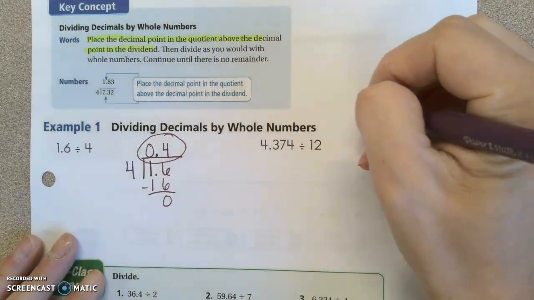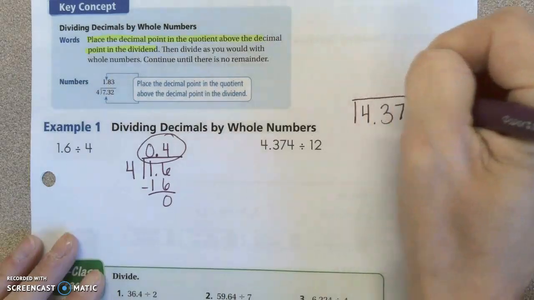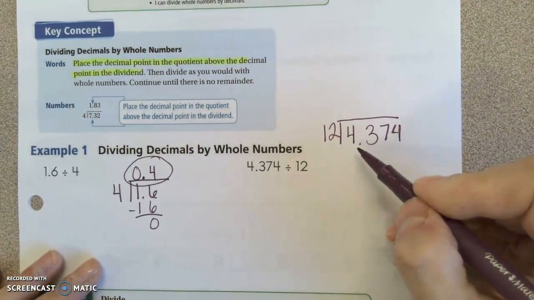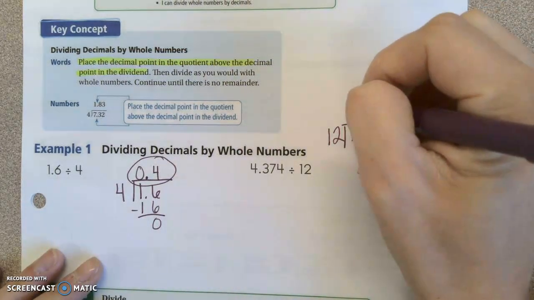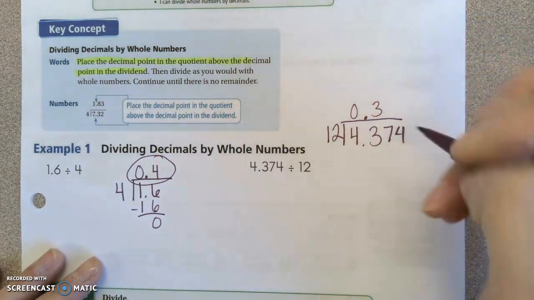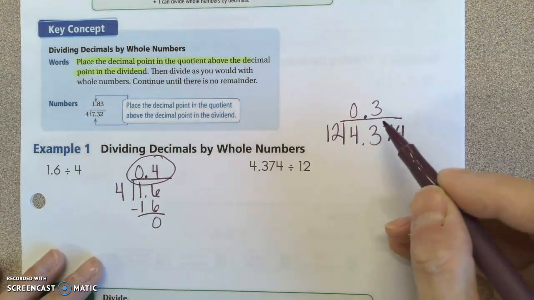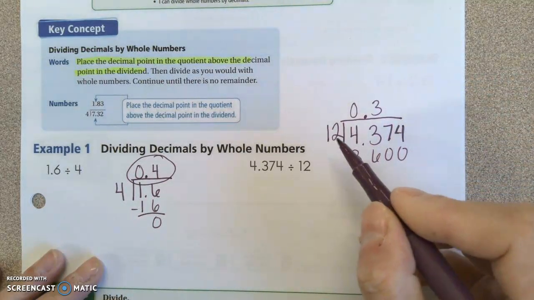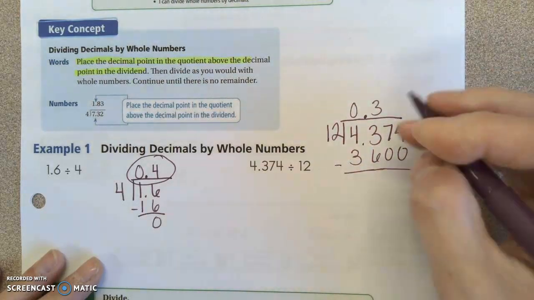Let's try another one. 4 374 thousandths. We are dividing by 12. Here's my decimal point. Going to bring that up. 12 doesn't go into 4, so I'm going to place a 0 here. 12 goes into 43 3 times. And if these were whole numbers, this would be the hundreds place. So this is like saying 12 times 300 is 3,600. Or just think 12 times 3 is 36, and then add these two zeros as placeholders and subtract.